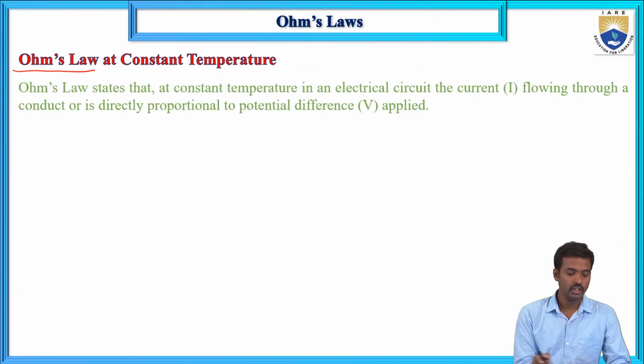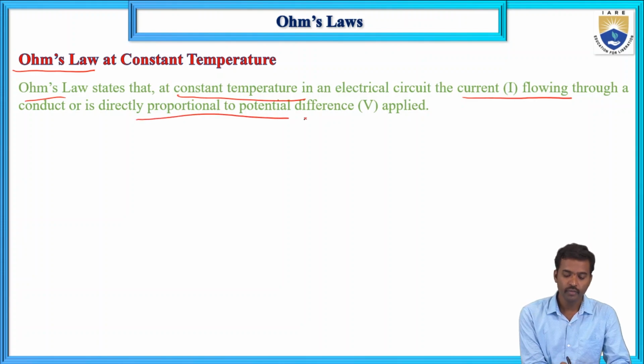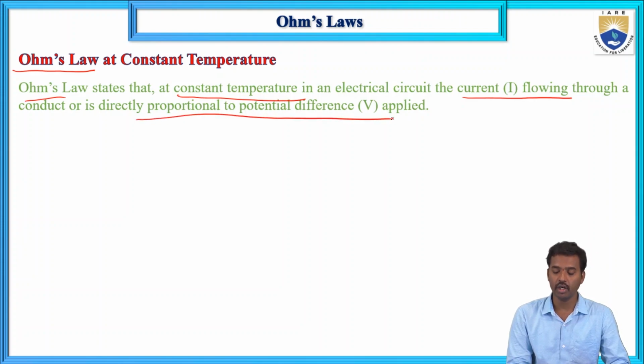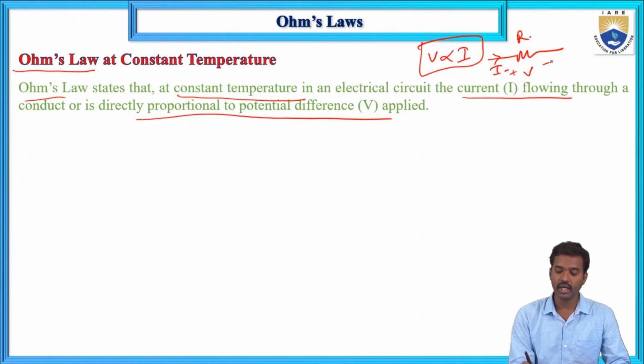So it states that at constant temperature in an electrical circuit, the current flowing through the element is directly proportional to the potential difference, that means the voltage applied. So V is directly proportional to I. Suppose this is one element, a resistance, this is the current flowing through the element, and the voltage across it is plus and minus. This current is directly proportional to this V.